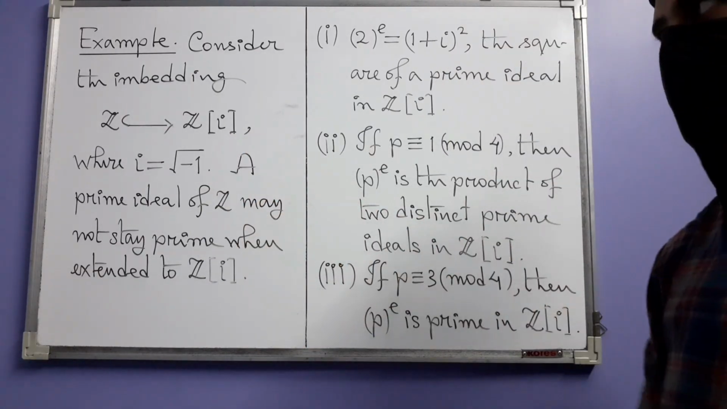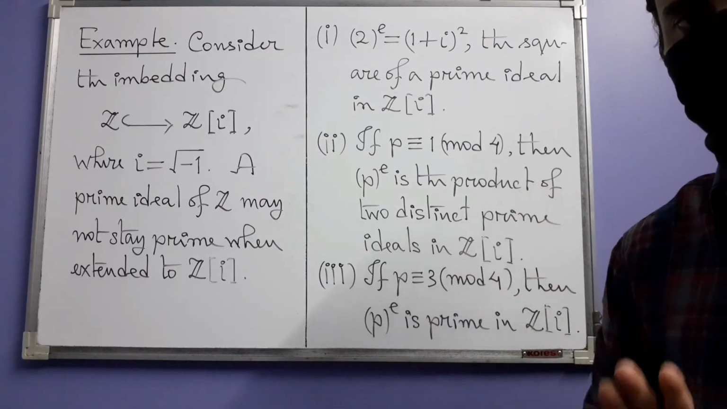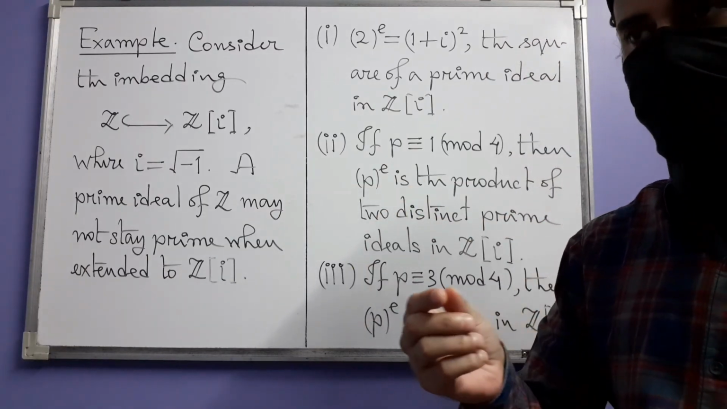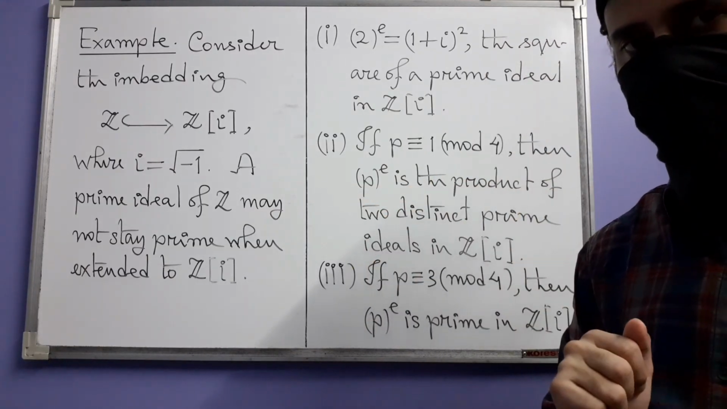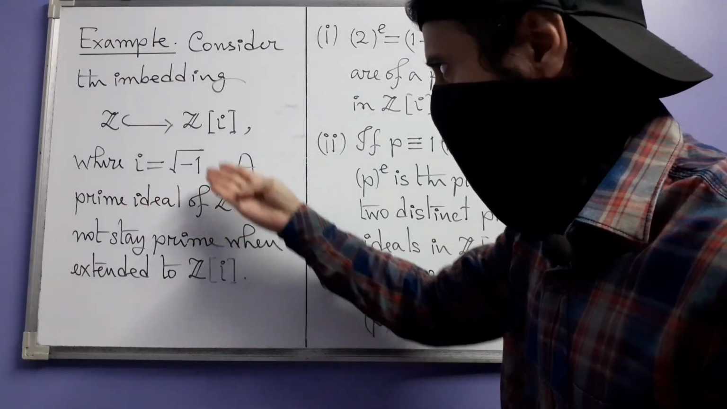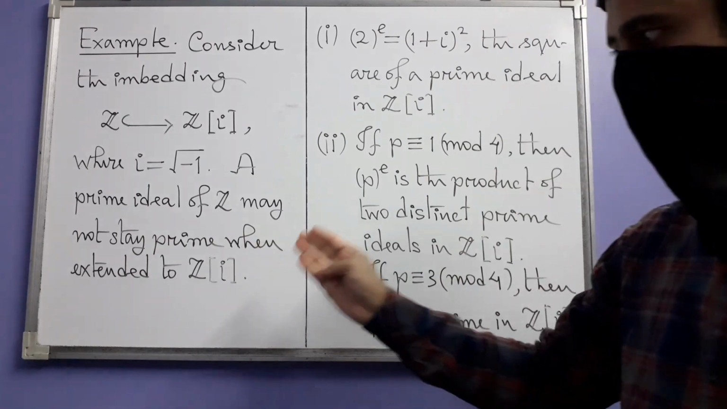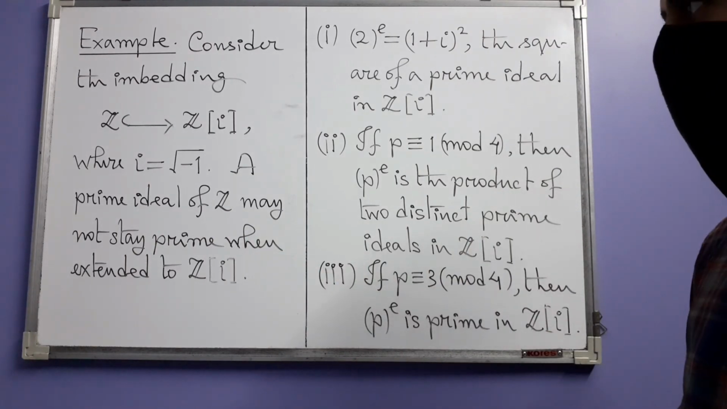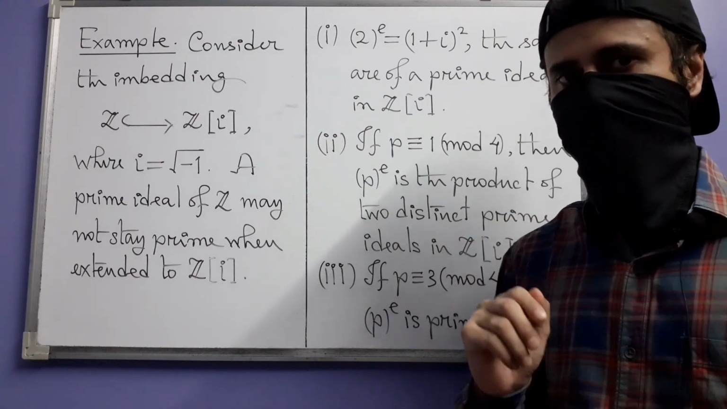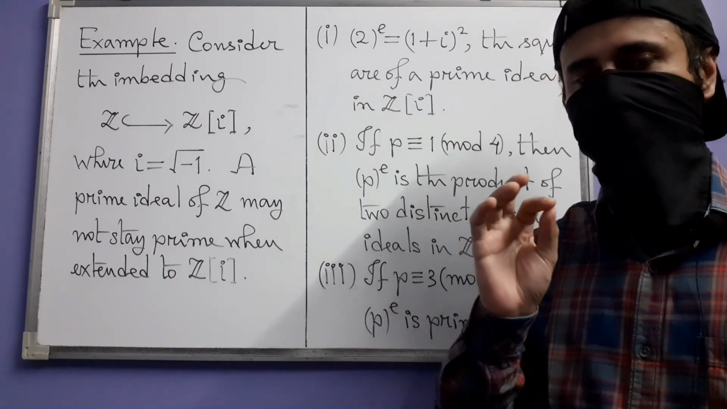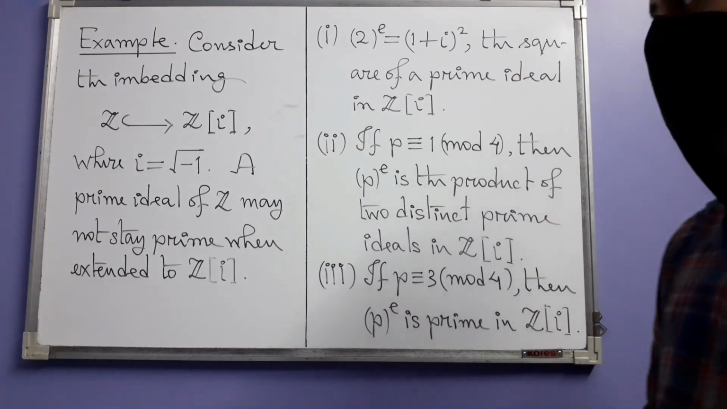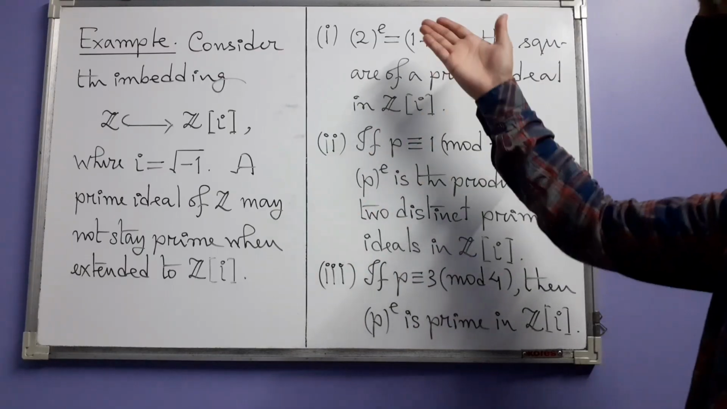Now this is the difficulty. Ideally, what we would have liked is that if you take a prime ideal from this domain ring, then its extension should also be a prime ideal. That's not necessarily true. A prime ideal of Z may not stay prime when extended to Z[i]. And actually we know precisely what the prime ideals of the ring of integers are. They are the principal ideals generated by the prime numbers. So let us see what the possible cases are here.